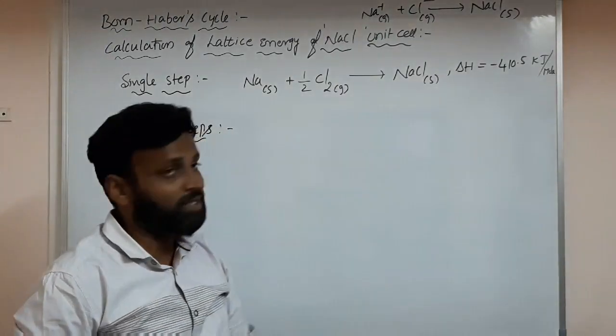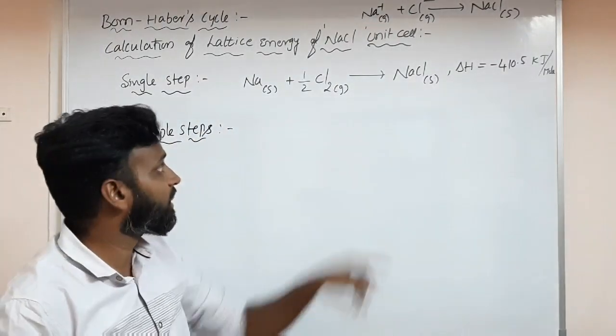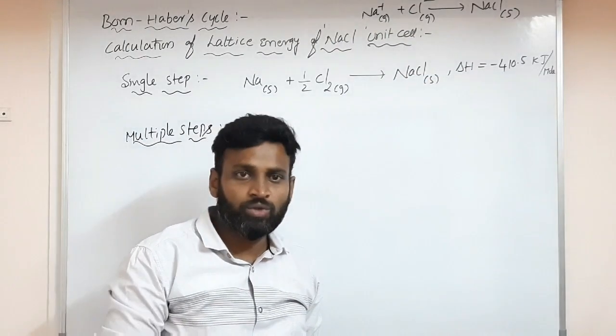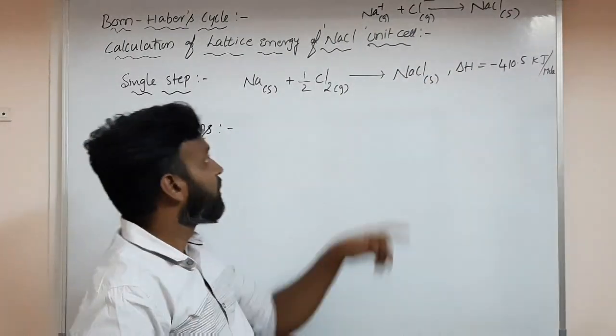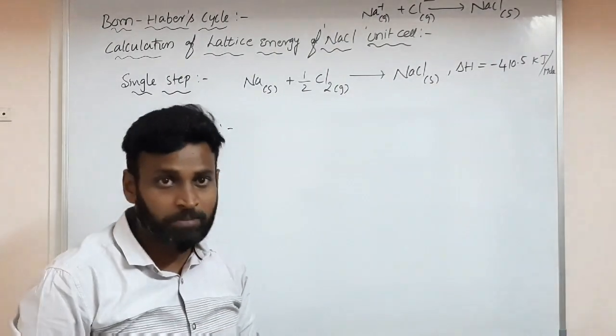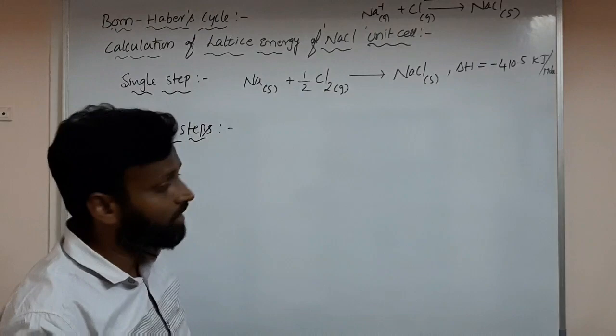So how to form Na+? There are some multiple steps for Na+ formation. And how will Cl- form? Chlorine has to gain an electron. But how will Na+ form? Sodium has to lose an electron. Those steps must happen or not? So those are the multiple steps.